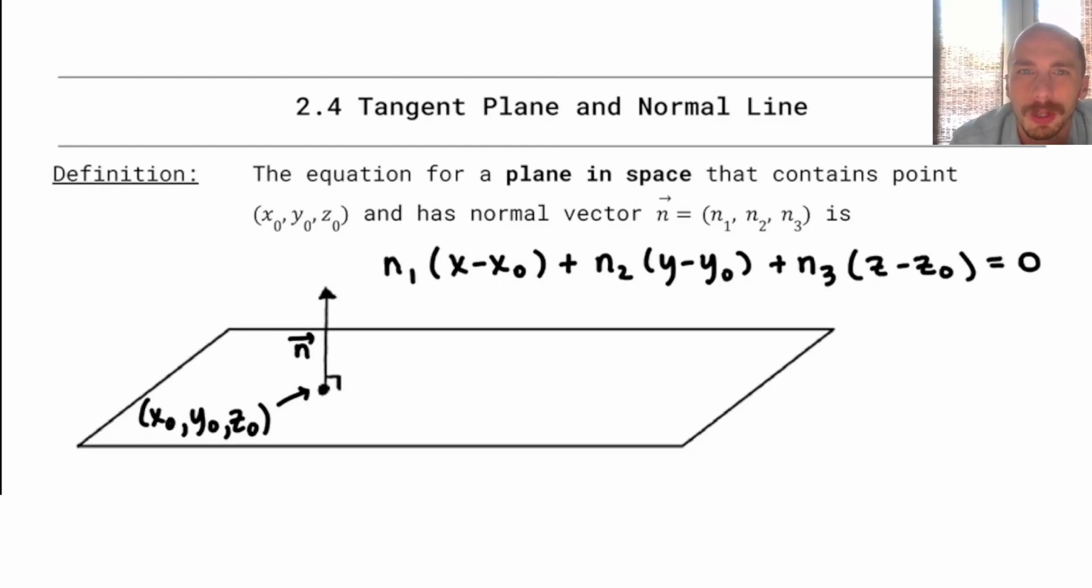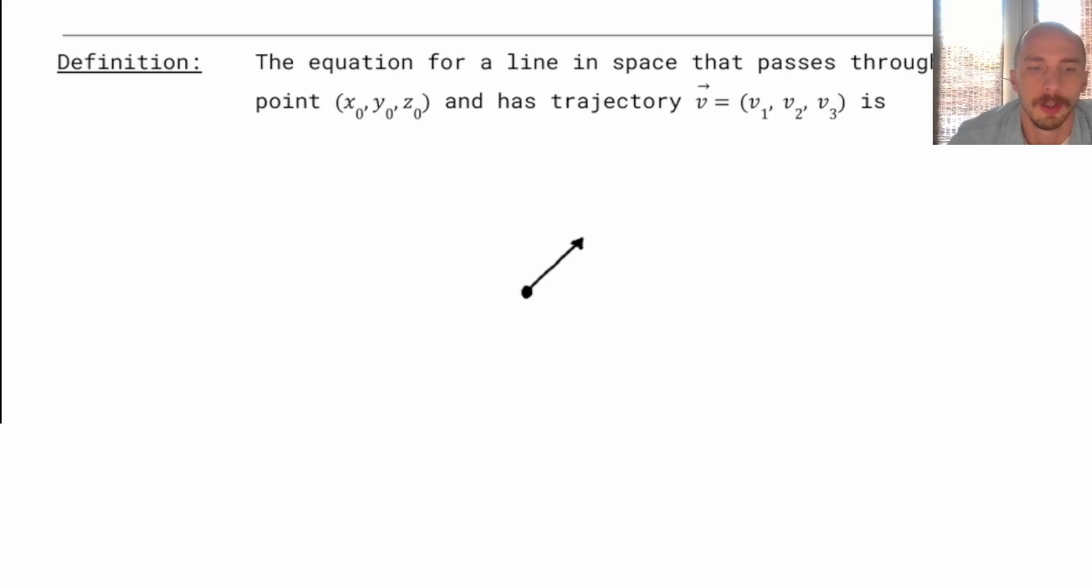What I want you to remember is that an equation for a plane in space is a linear equation in 3 variables. Now let me remind you about the equation of a line in space.